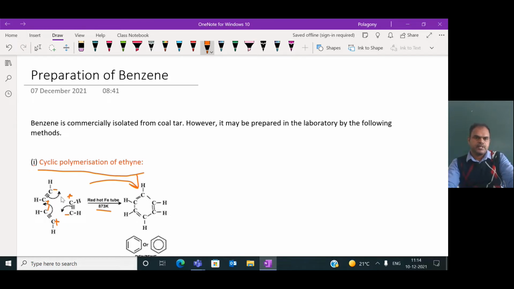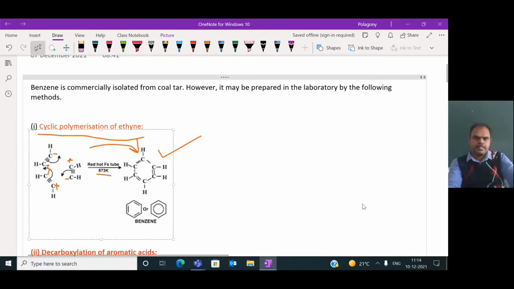So look at this equation. When 3 moles of ethyne molecules are passed through a red hot iron tube at 873 Kelvin temperature, we can get the cyclic structure called benzene. The cyclic structure is obtained.